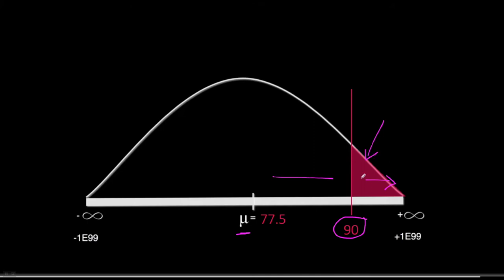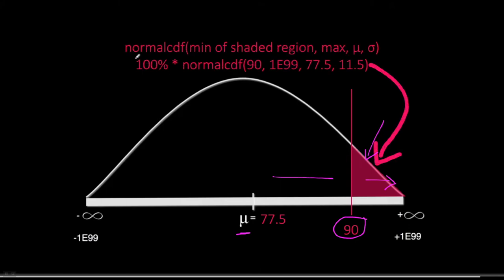If we do normal CDF, that'll give us area. Area is equal to probability. We need to multiply by 100% to convert that to percentage. And so we are multiplying by 100% here to convert that to percentage. Normal CDF will give us the area. The minimum of the shaded region is the first input. So this is the shaded region. I did a triangle here to approximate the shaded region. And so 90 is the minimum of the shaded region.